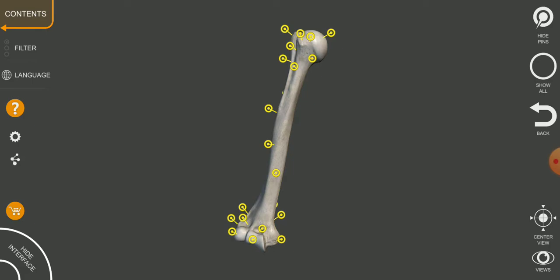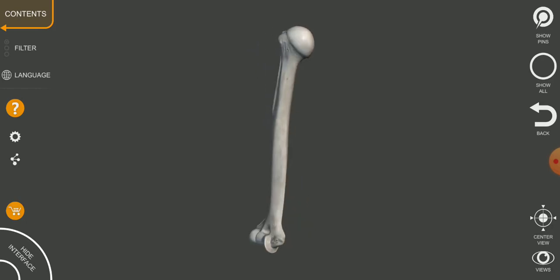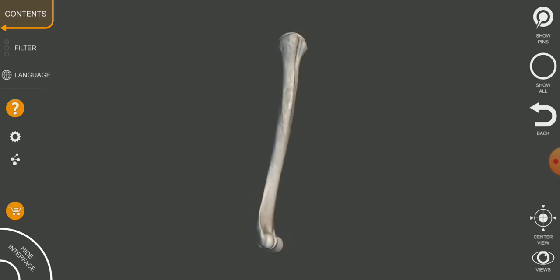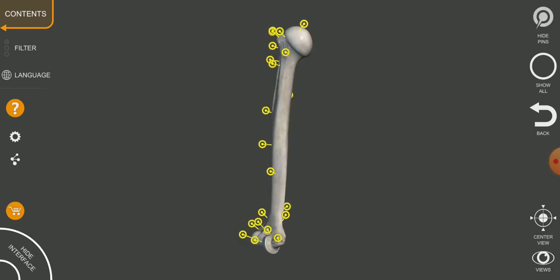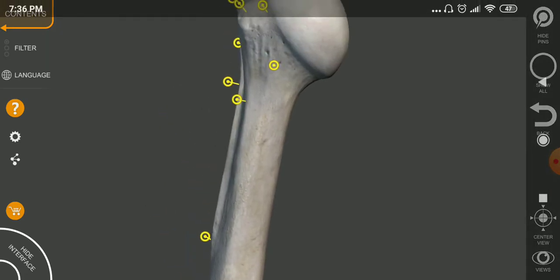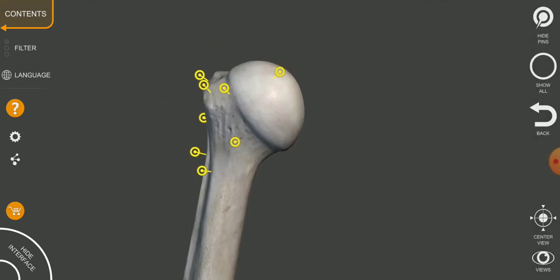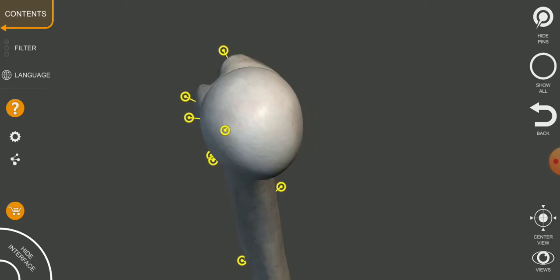So this is the humerus bone. We can see it anteriorly, medially, laterally, and we can see the posterior view of the humerus bone. Let's start from the anterior surface and the superior area. We start from the superior, come down on the anterior surface, then to the inferior, then we rotate the bone to the posterior view.